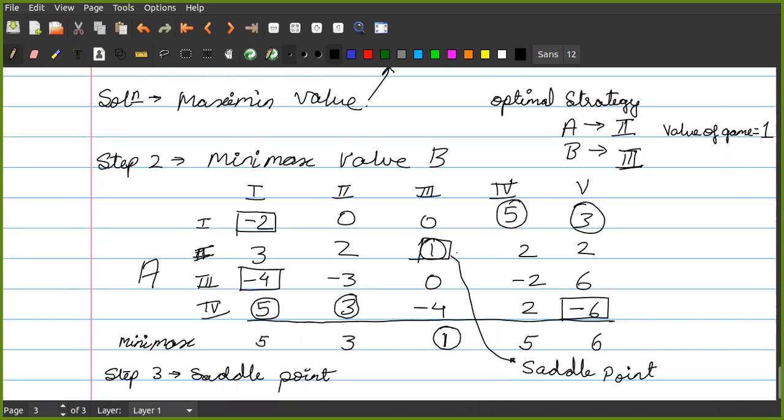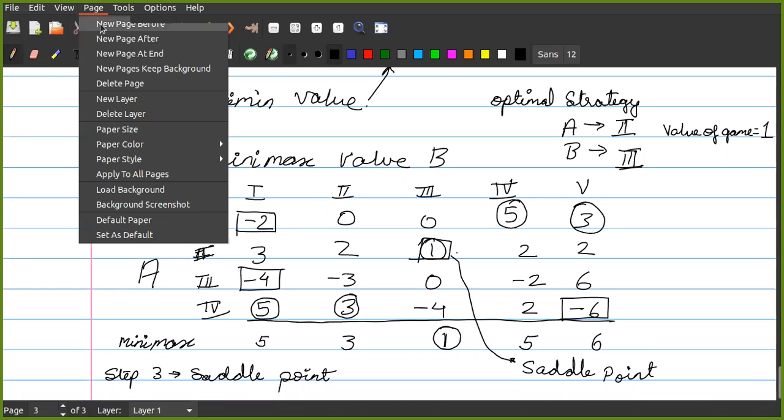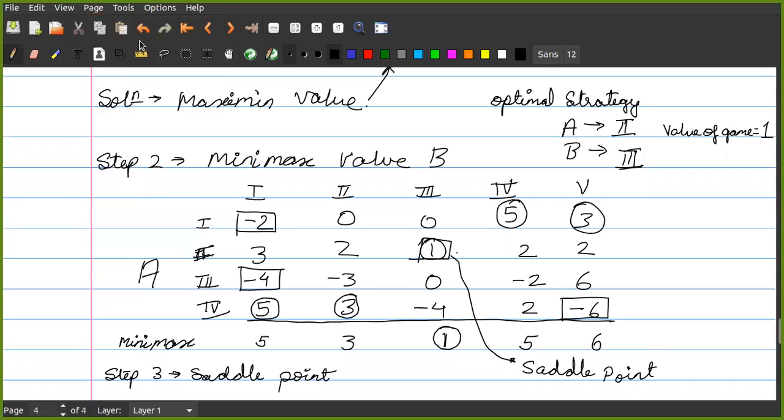So let us move to one more problem, one more example. After that, we can move to the next type of problems. Let us take one more example. I'm not going to solve this. You people will have to solve it for me.